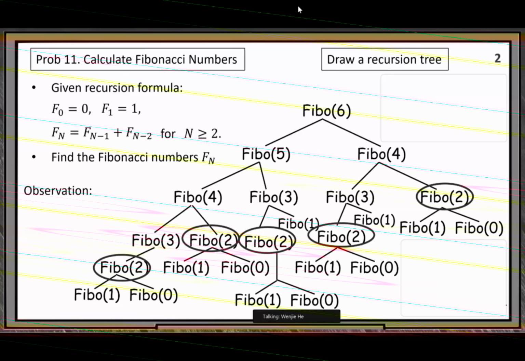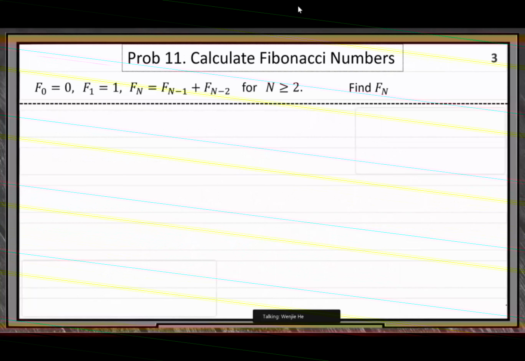Let's look at how to remove all the redundant computation. We want to find an easy way to remove the redundancy. We want to use the recursion, but the only thing we need to improve is this redundant calculation part. There is a very important idea in computer algorithms.